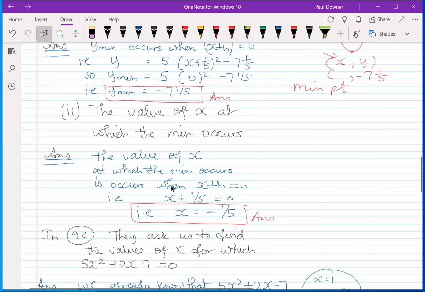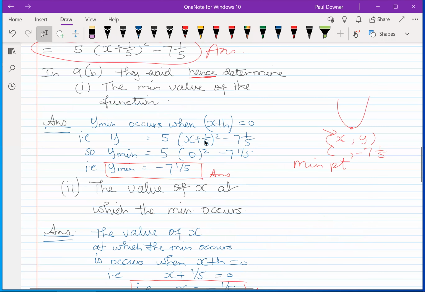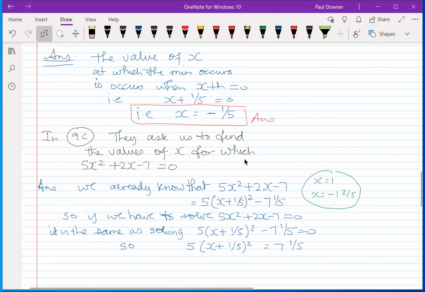How do we do it? Well, we learned in the same instructions above that the value of x at which the minimum occurs is going to happen when x plus h is equal to 0. Same thing that we had utilized here. When this is equal to 0, we're going to utilize it to get the value of x at which the minimum is occurring. So the value of x at which the minimum occurs is when x plus h equals 0.